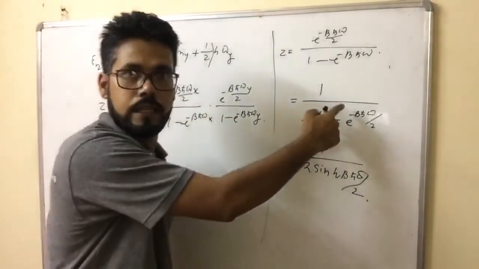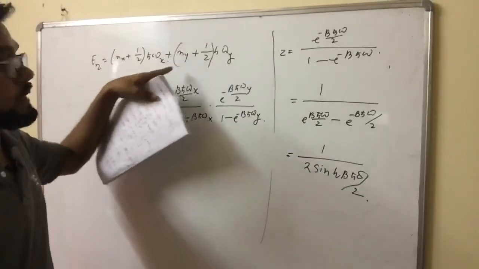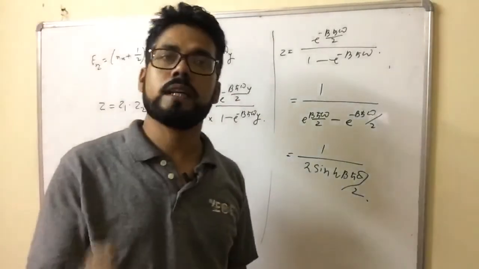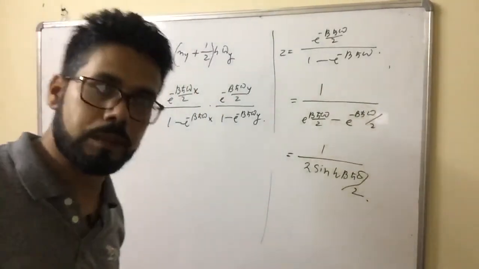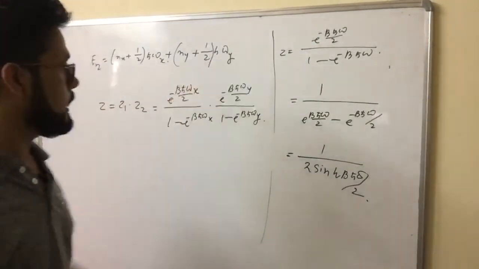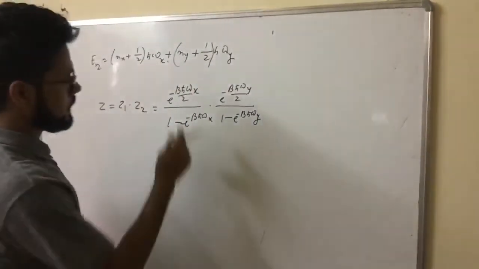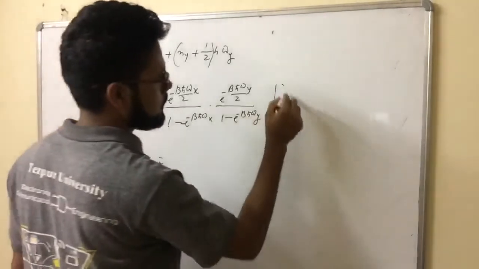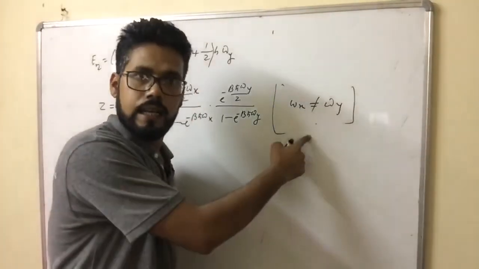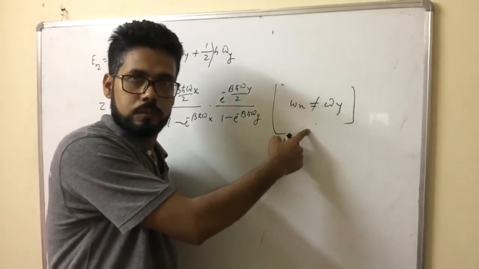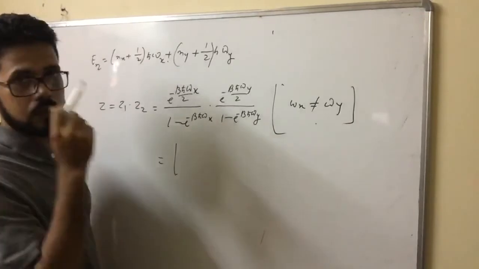If it is 3-dimensional, then one more term will be added. In the question they have not mentioned whether it is isotropic or anisotropic. Suppose in the isotropic case omega x is equal to omega y, then both terms will be equal. If omega x is not equal to omega y, that means it is the anisotropic case, an anisotropic 2-dimensional harmonic oscillator.